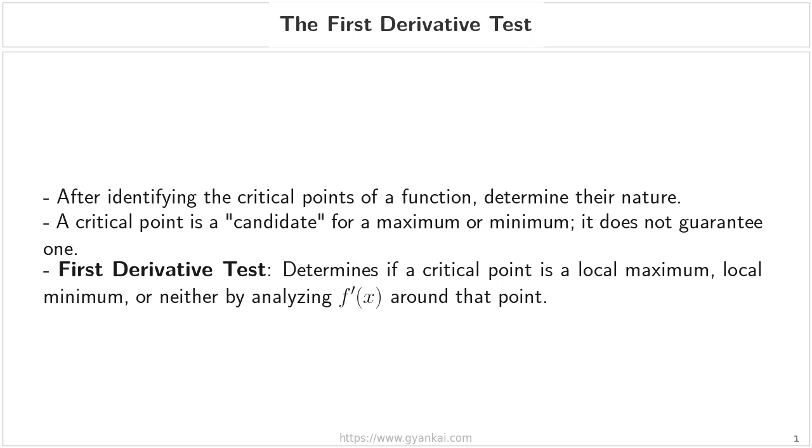This is where the first derivative test comes into play. This test allows us to determine whether a critical point is a local maximum, a local minimum, or perhaps neither. We achieve this by analyzing the behavior of f prime of x, the first derivative, in the regions immediately surrounding that point. Over the next few slides, we will explore the logic behind this test and walk through a step-by-step procedure to apply it.